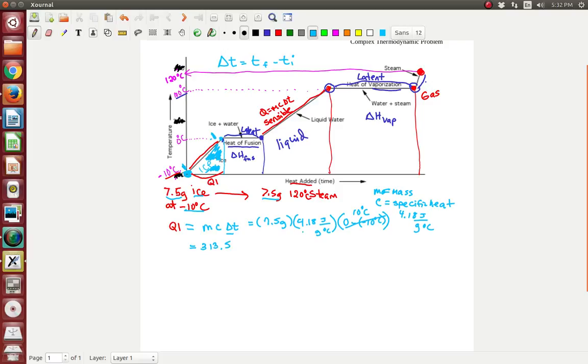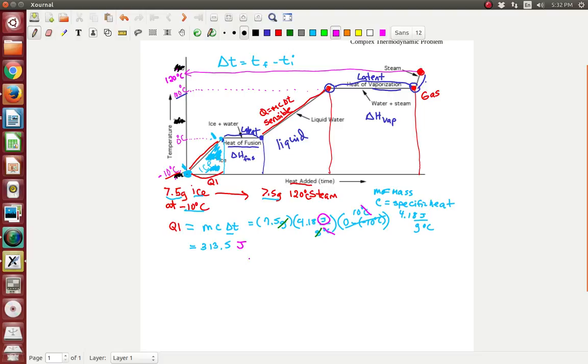313.5. Now, what is the unit? Well, notice right here the grams cancel with other grams. And also notice the degrees Celsius cancels with other degrees Celsius. So the only unit that wasn't canceled out is joules.